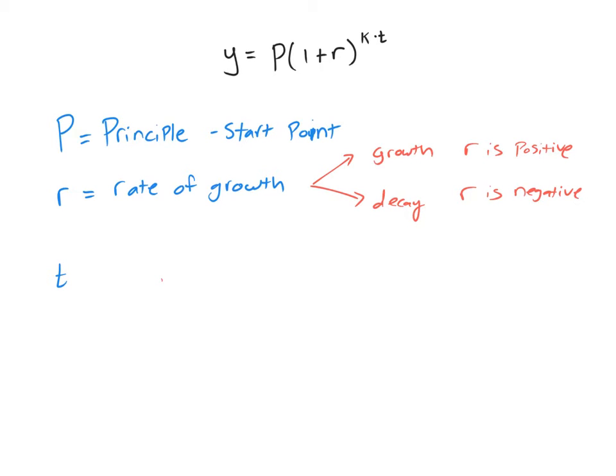T is time past since start. And K is, again, the frequency. I'm going to invite you to go back to the original page to look up the frequency. But again, for most of our examples, K is going to be 1 because it happens every unit of time, and we'll take care of some of those nuances later.